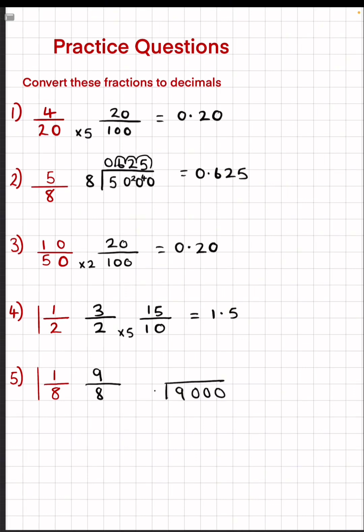9,000 divided by 8. So 8 into 9 goes once, with 1 left over. 8 into 10 goes once. 1 times 8 is 8. So 10 minus 8 is 2. So we can carry the 2 forward. 8 into 20 goes twice. 8 times 2 is 16. 20 minus 16 is 4. So we can carry the 4 forward. 8 into 40 goes 5 times.